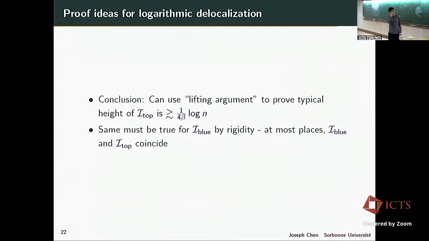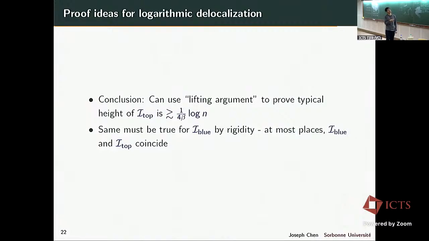So, okay, I should have been here first. So this is saying that you can use this lifting argument and you will get that the height will be at least about 1/4 beta log n. And in fact, you can sharpen this in a way to get something a little better. But the point is that once you prove this for the top interface, the same is immediately true for the blue interface by rigidity. So I'm telling you that it's easy to prove that you can show the 4 interfaces are all stuck together.